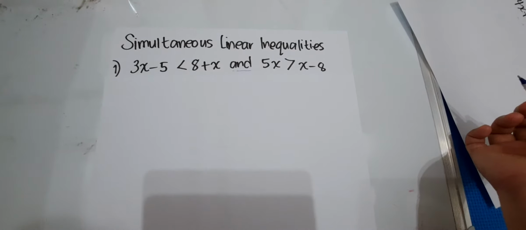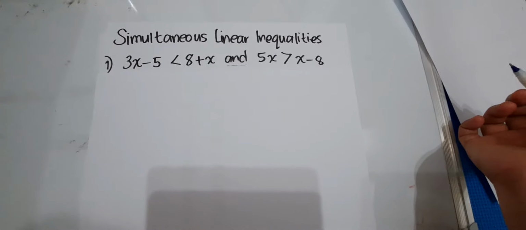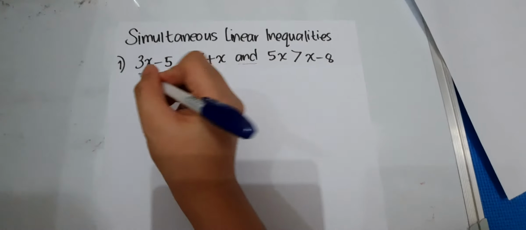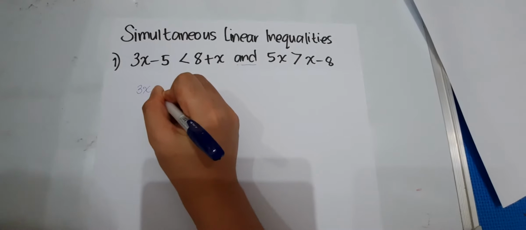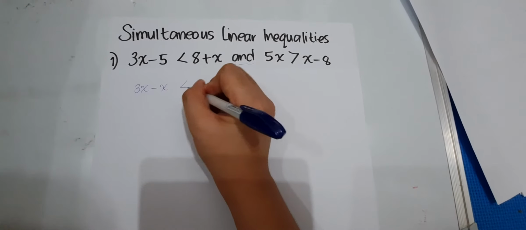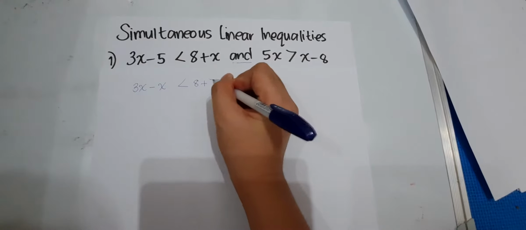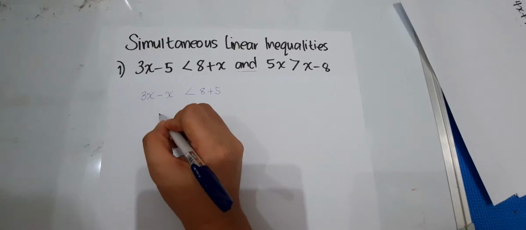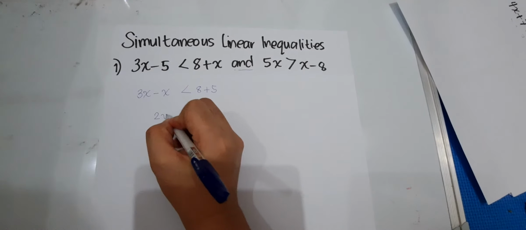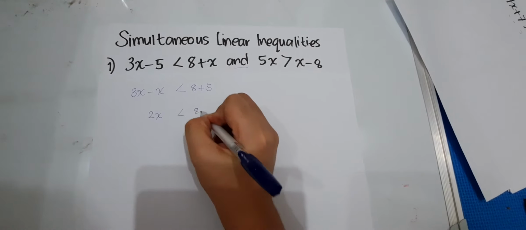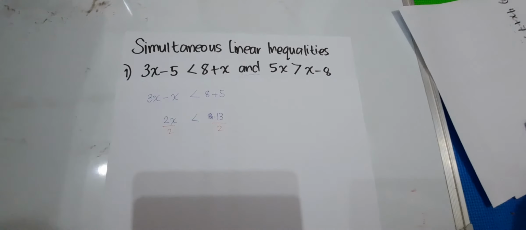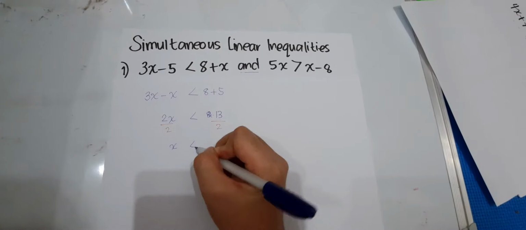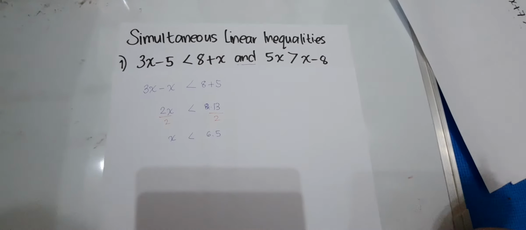in the Cartesian plane. So the first thing here is you combine all x together. So this will become 3x minus x is less than 8 plus 5. For this one, we will put it here. So plus 5, this x becomes minus x. So 3x minus x, 2x is less than 8 plus 5, it's 13. We're going to divide both sides by 2. So therefore, your x is less than 6.5.